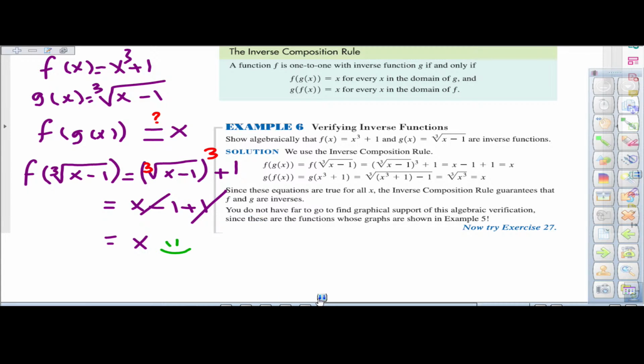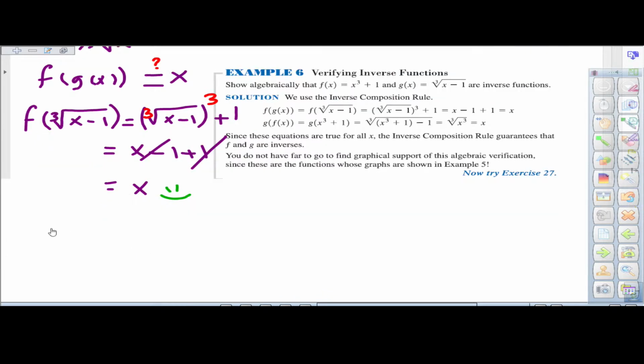What do you think I'm going to test right now? Exactly, I'm going to do the g of f, the other side of that composition. So I'm going to say g of f of x. Hopefully that equals x. I'm not sure. I'm testing. So now let's take the f of x. What was the f of x, by the way? Does anybody remember?